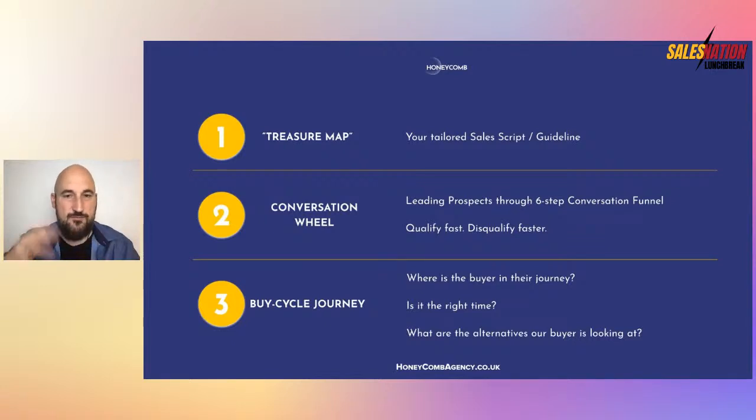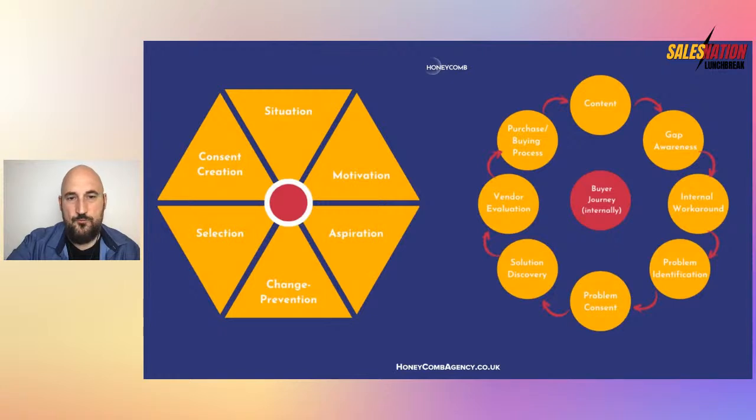So we lead the prospect through a 6-step conversation funnel in order to qualify fast and disqualify faster, and then eventually get them to the close. And also the buy cycle journey, because we need to understand the different phases of their journey. So where are they in the journey? Is it the right time, or is it not? What are the alternatives that they are looking at right now, our competitors, and so forth? So we bring all of that together into one script, into one template, into one framework.